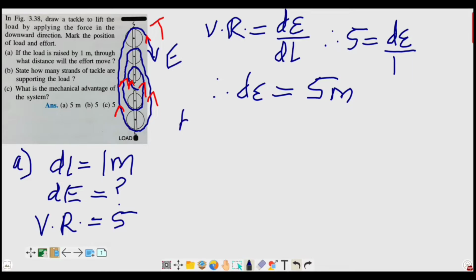Now, state how many strands of tackle are supporting the load. With the red, I have shown 1, 2, 3, 4, 5. So there will be 5 strands.